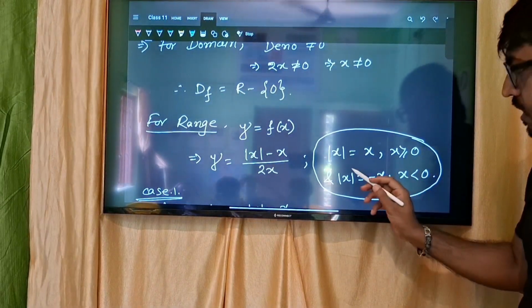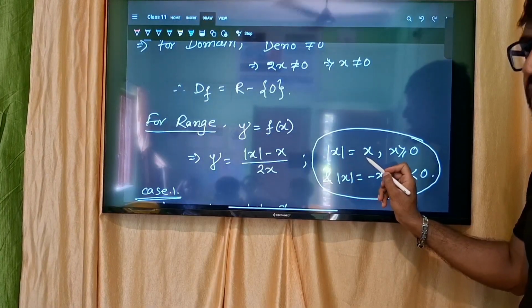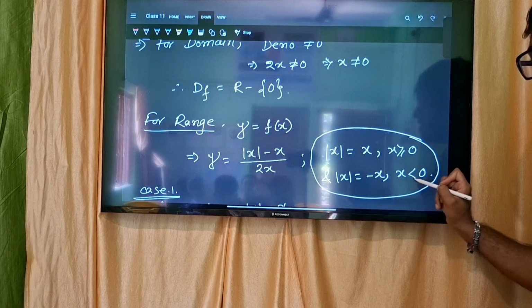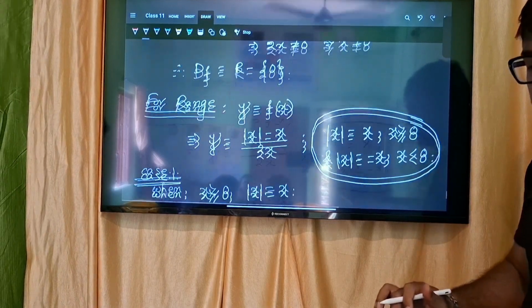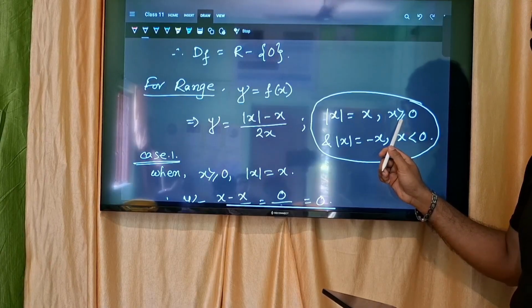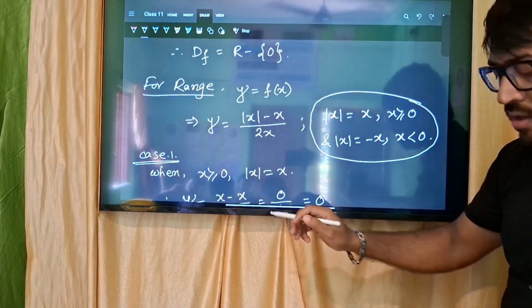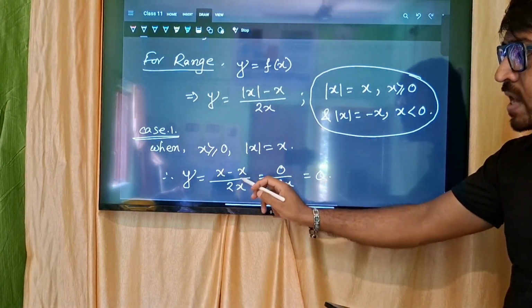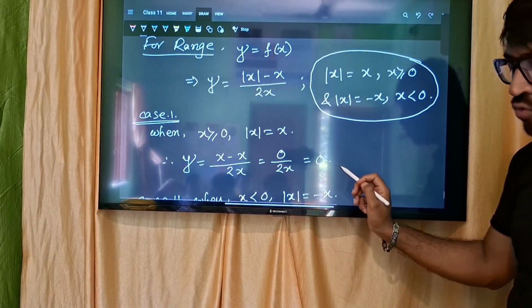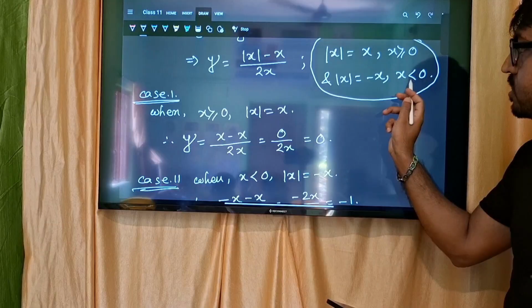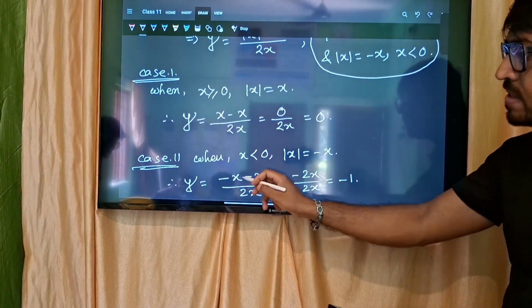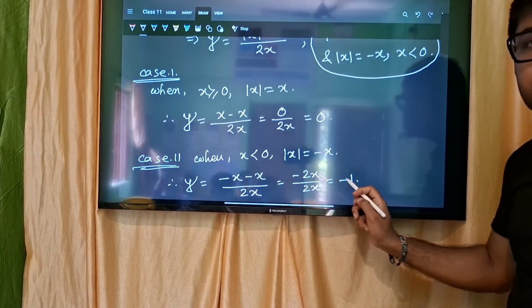What is meant by mod x? দেখ মনে আছে, mod x was x if x greater than equal to 0, and minus x when x less than 0. So two cases will arise. Case 1: when x greater than equal to 0, then y will be x minus x by 2x, correct na? Mod x will be x, so 0 is coming. Case 2: when x less than 0, mod x is minus x, accordingly the value of y will be minus x by 2x, it means -1.